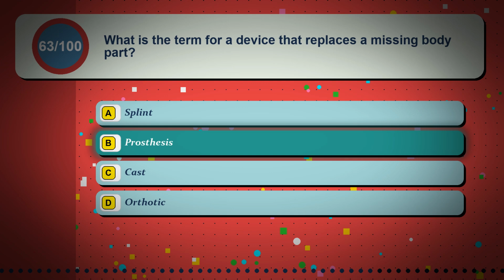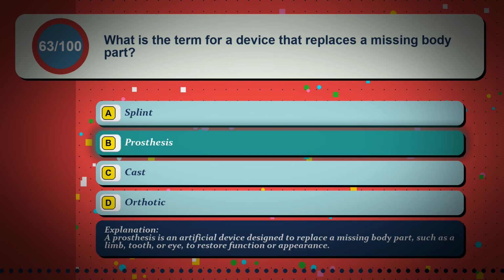The correct answer is option B. Prosthesis. A prosthesis is an artificial device designed to replace a missing body part, such as a limb, tooth, or eye, to restore function or appearance.